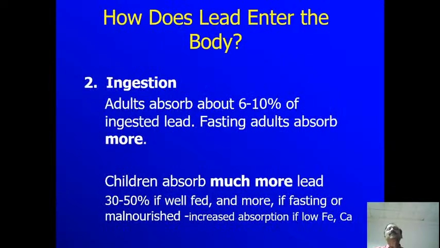Now, as far as ingestion is concerned, where you talked about babies having it, if it is adults who have it, the absorption is about 6 to 10%. Fasting adults can possibly absorb a little bit more, but children absorb much faster, 30 to 50%, even if they're well fed, and more if they're fasting or malnourished. And when they are anemic, with less iron or calcium, the absorption is even faster.